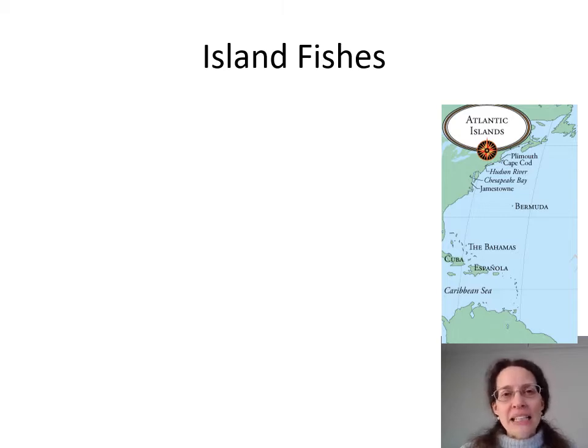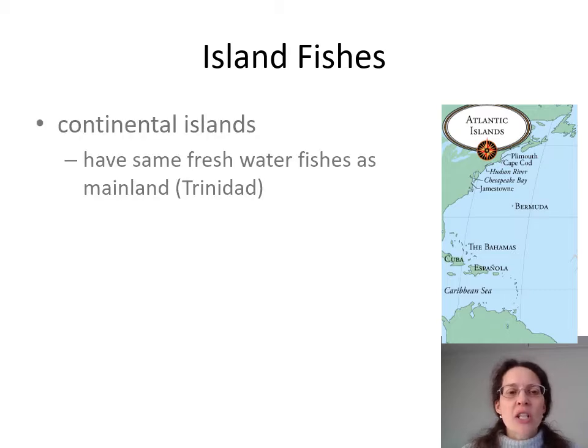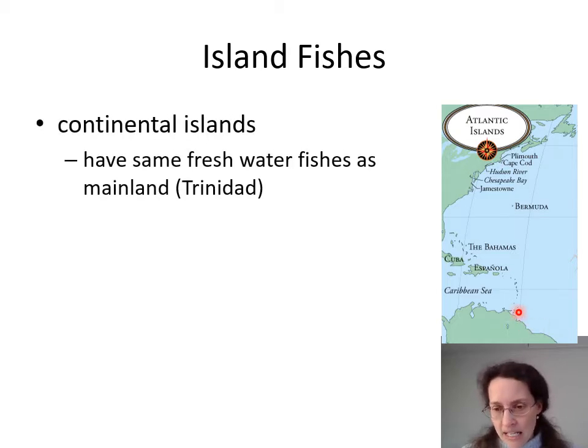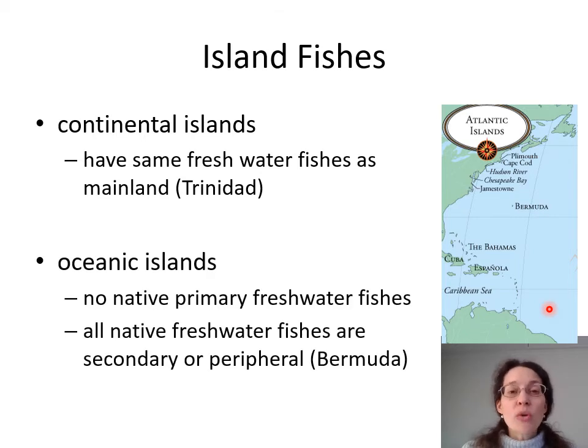We also have to mention island fishes, because this is just kind of cool when you think about it. We have different types of islands. So we have continental islands. That would be like Trinidad down here, this little guy. At some point, it was attached to a larger landmass, right? When the sea levels were lower, Trinidad would have been connected. So Trinidad will have the same freshwater fishes that we see on the mainland, because it shared that at one point. But our oceanic islands, they never were connected to a continent.